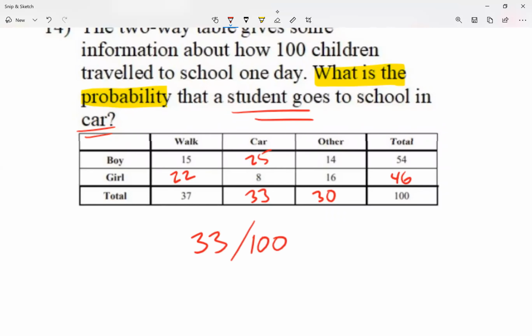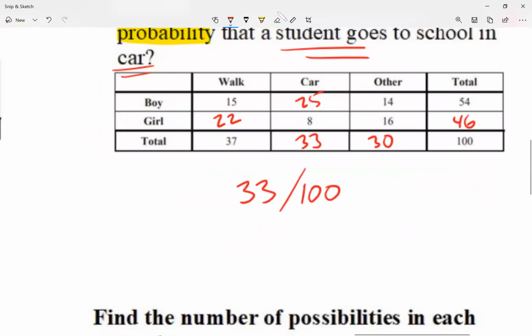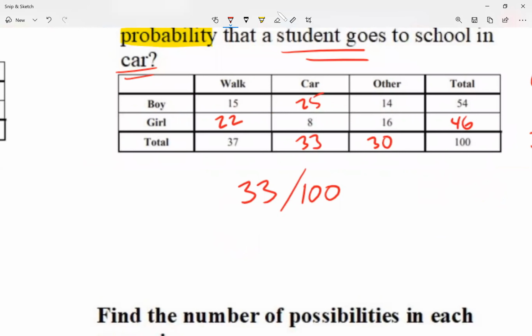If I can simplify my fraction, what I mean by simplify is something like 6 over 8, I will call it 3 over 4. Right? I will divide each number by 2. Simplify fractions, we know what that means. Now, 33 over 100, nothing I can do. So just 33 over 100.